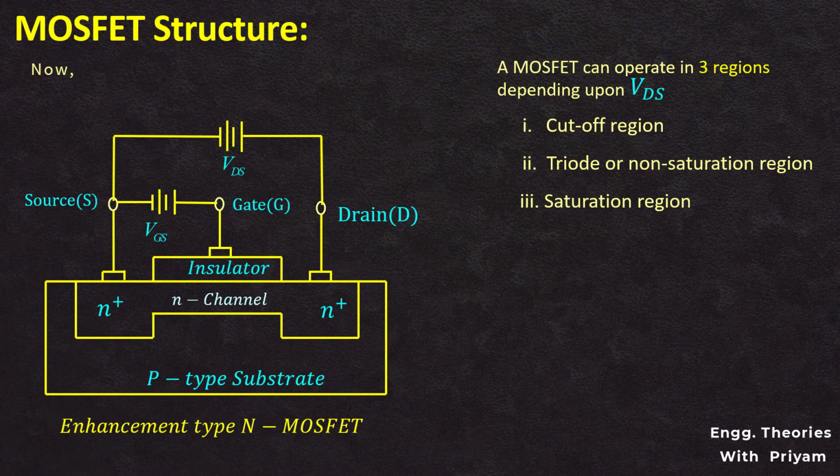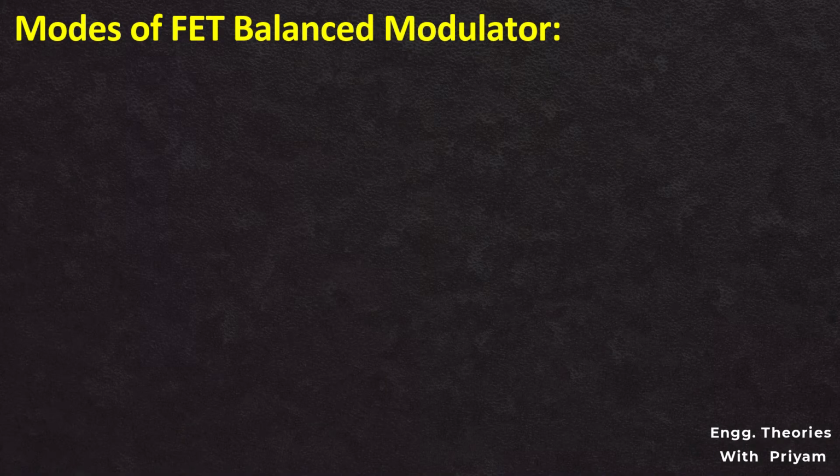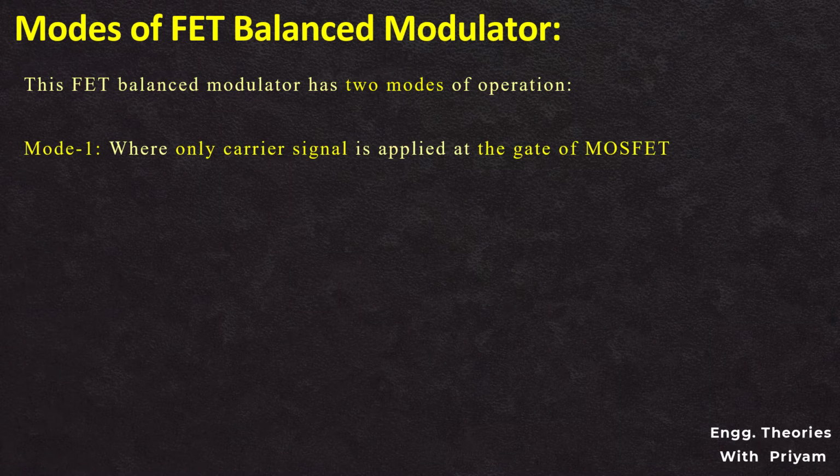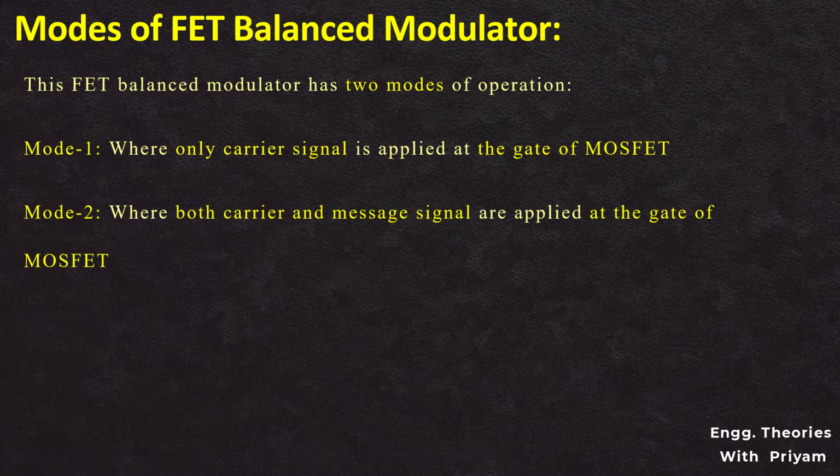Now let's get back to the discussion of the FET balanced modulator. The FET balanced modulator has two modes of operation. Mode 1, where the carrier signal is applied at the gate of the MOSFET, and mode 2, where both the carrier and the message signal are applied at the gate of the MOSFET.